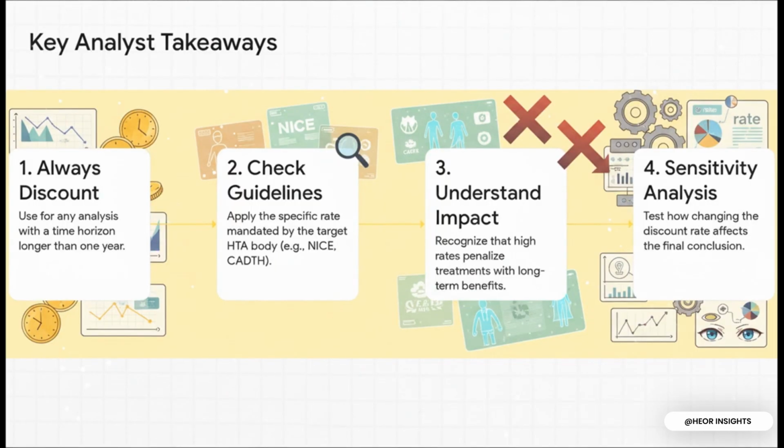For professionals in the field, there are 4 essential practices. First, apply discounting in any analysis with a time horizon longer than 1 year. Second, verify and apply the specific rate mandated by the target HTA body. Third, understand that higher discount rates systematically disadvantage treatments with long-term benefits. And fourth, perform a sensitivity analysis to test how varying the discount rate affects the model's conclusions.